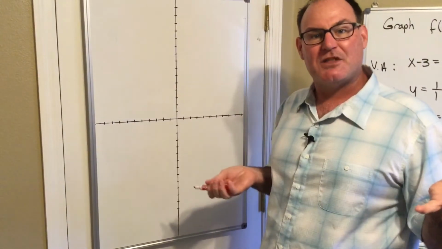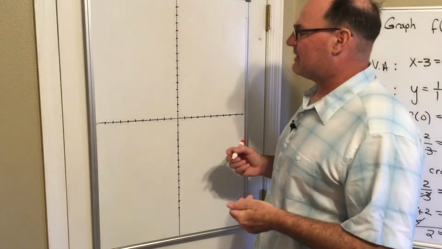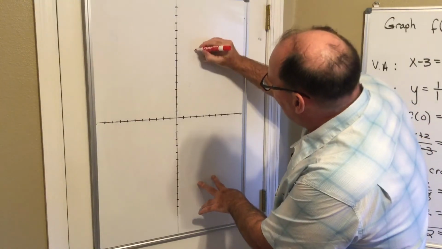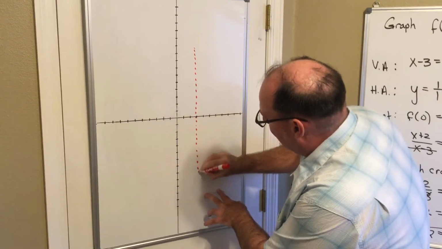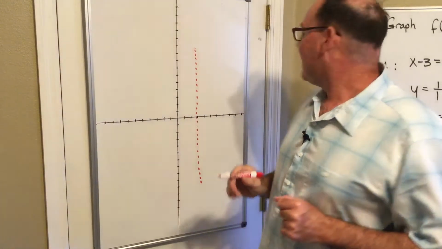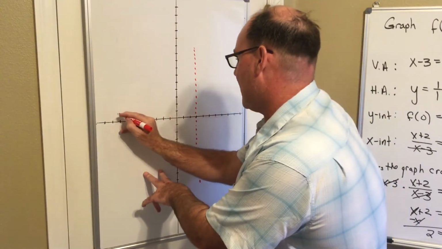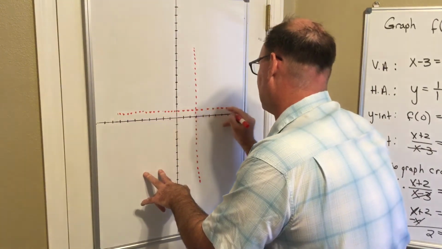So I'm going to come over to my graph board right here, and we are going to graph the information that we know. Hopefully you've been taking notes. The first thing that I have is that the vertical asymptote happens at 3. So I'm going to draw a nice dotted line. The graph will never go through the vertical asymptote. Then I have a horizontal asymptote of y is 1, so I'm going to make a nice dotted line right there.